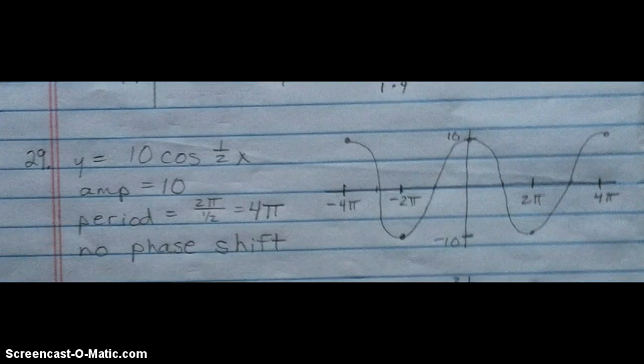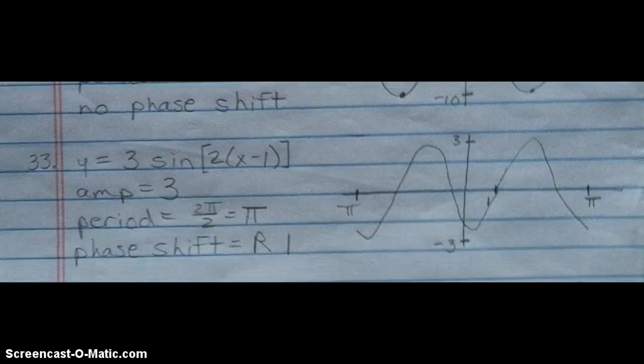Problem 29, we have 10 cosine 1/2 x. We want to find the amplitude. It's whatever number is out front, so that 10 is the amplitude. The period for cosine and sine, for that matter, is 2 pi over whatever this b value is, the number that's multiplied times x. So 2 pi over 1/2 is 4 pi. There is no phase shift because there's no number in the parentheses with the x. So we have to draw it. You can use your calculator to verify that that's the drawing.